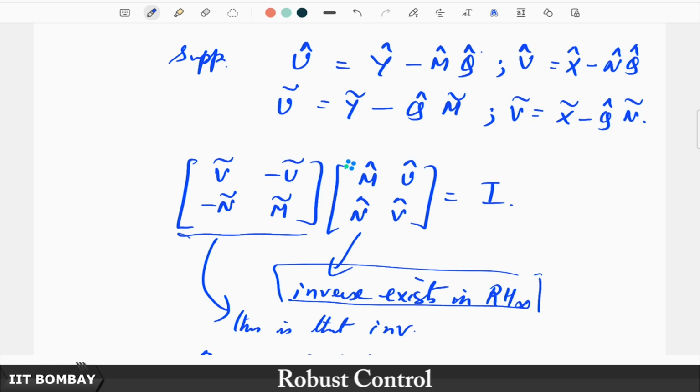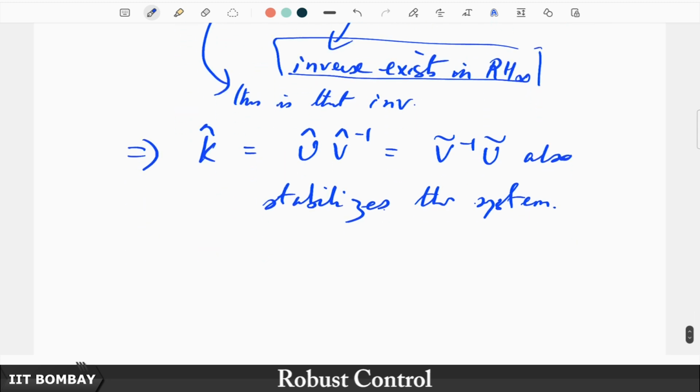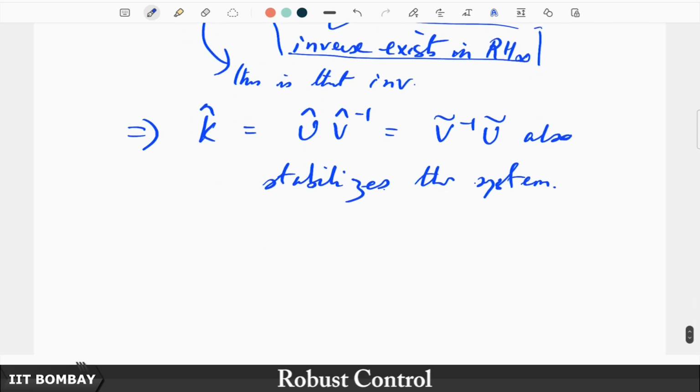So, what have we seen so far? We have just seen the multivariable equivalent of what we have seen in the first 10 minutes of today's lecture for the scalar case. So, we have just seen that if you choose a q hat in RH infinity, you will end up with a controller that indeed stabilizes your system.